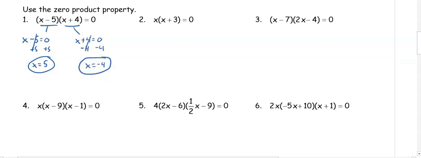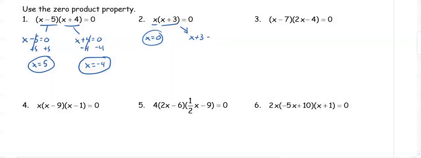So when we're doing zero product property, each part of our equation that has an x is going to get set equal to 0. So in number 2, we have x equals 0, that's one solution. And we have x plus 3 equals 0. So we can subtract 3 from both sides and x equals negative 3. Now, if you notice that it's just x and a number and that it switches signs, you don't need to show this middle step, but I'm going to keep showing it just so it is a reminder of what's happening.